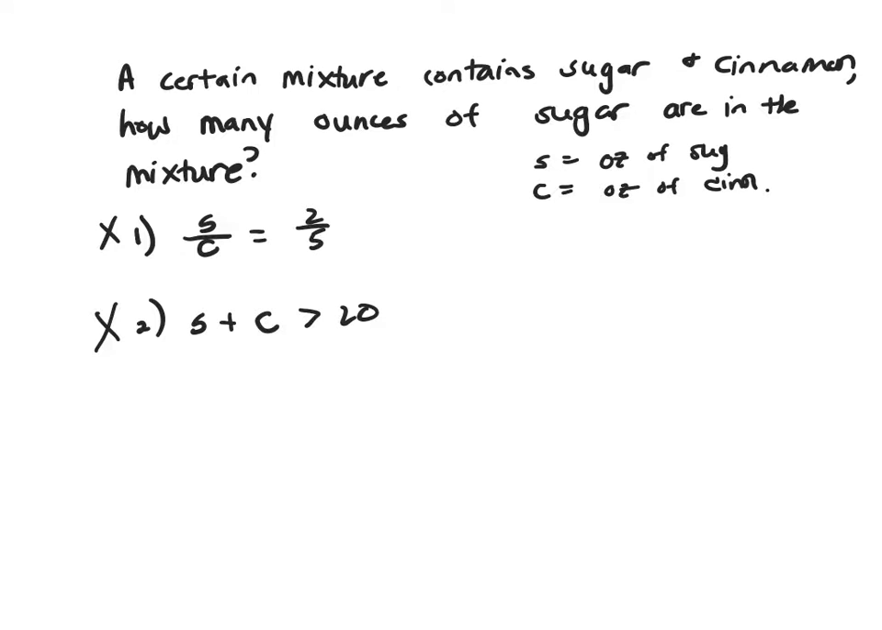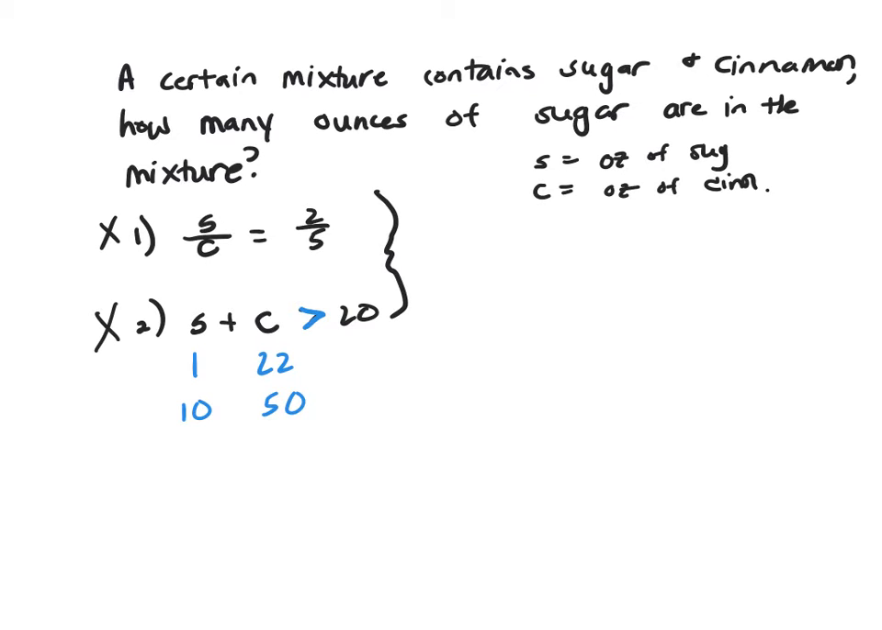The next thing you do is put both of them together, and that's not going to work either because of this greater than. Now, if it was equal to, we could make it work. But S and C, S might be 1 and C could be 22, or S could be 10 and C could be 50, because those sums are greater than 20.